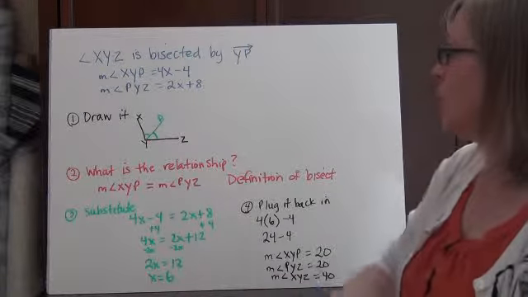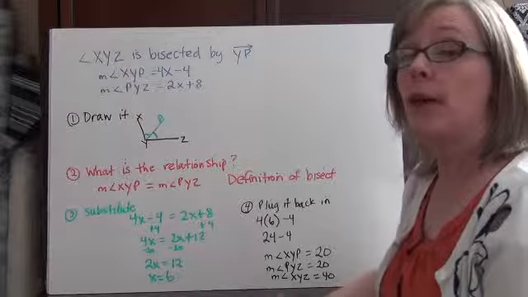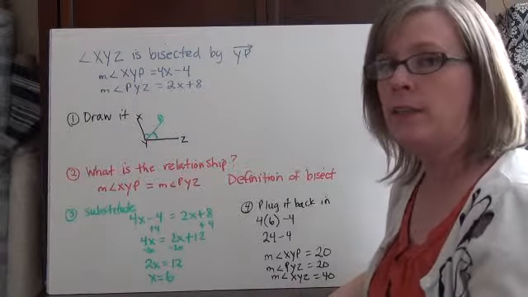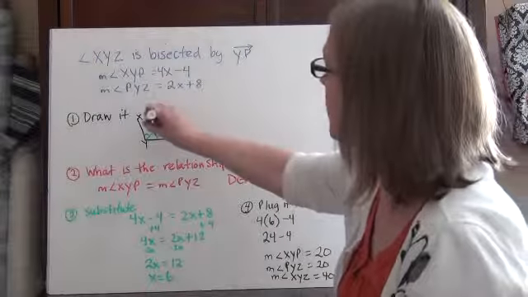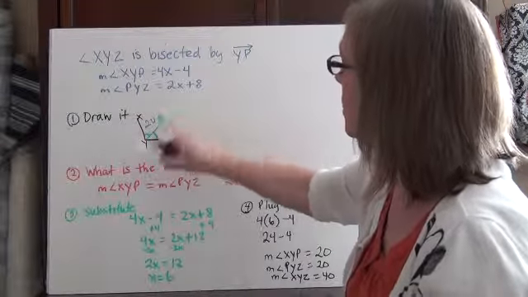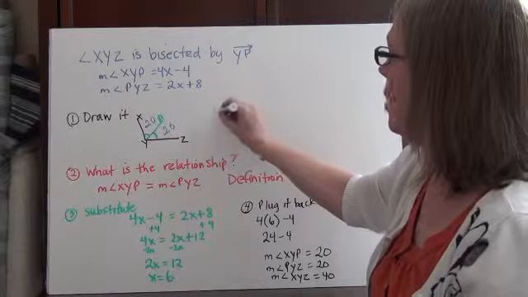Now sometimes questions will ask you, what is angle XYZ? So if you write 20, no, because we got 20 here, and we got 20 here, so if I wanted the entire angle, it ought to be 40.